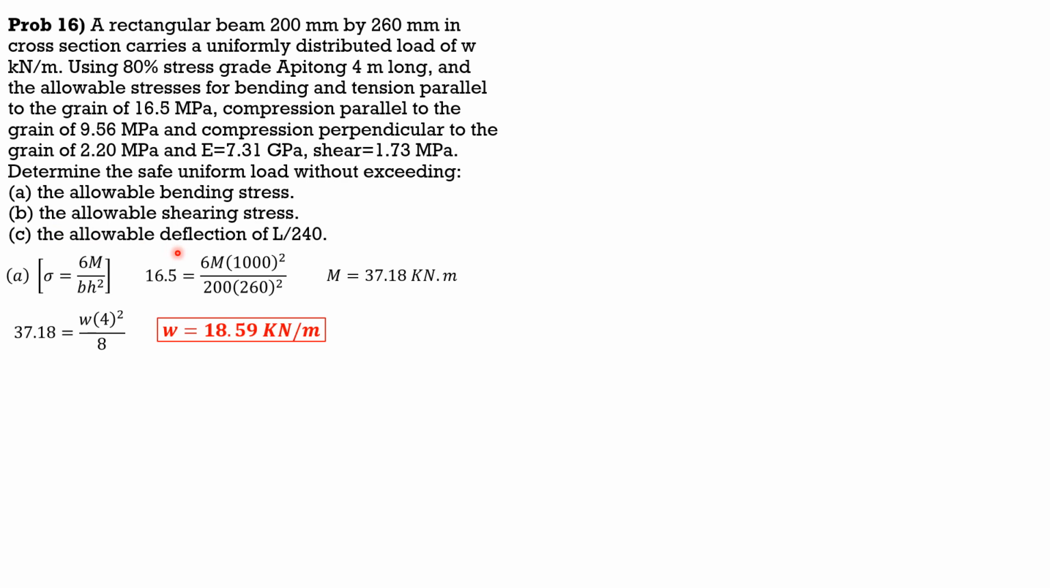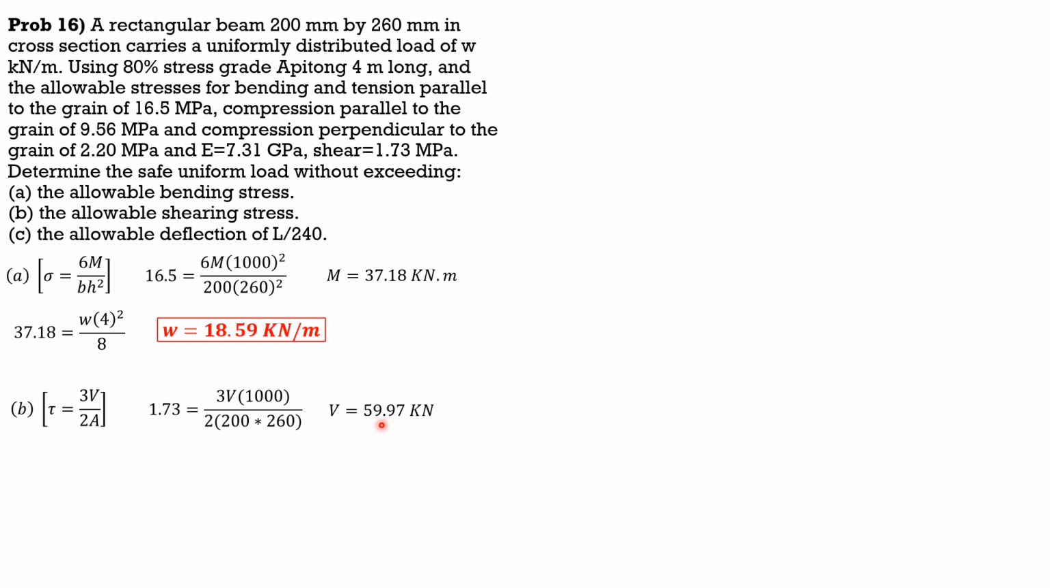For the second part, allowable shearing stress. So shear stress max is 3V over 2 area. So allowable shear stress is 1.73 equals 3 times maximum shear, assuming shear is in kilonewtons, so times 1000 to convert it to newtons, over 2 times area of the cross-section, 200 by 260. So shear is equal to 59.97 kilonewtons.